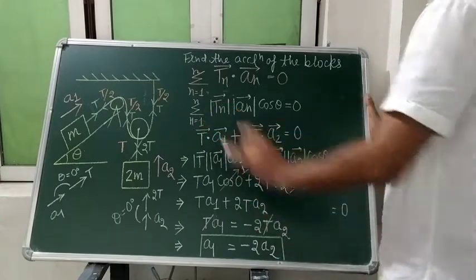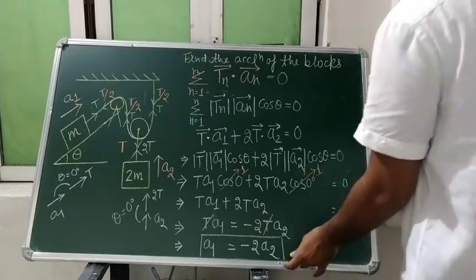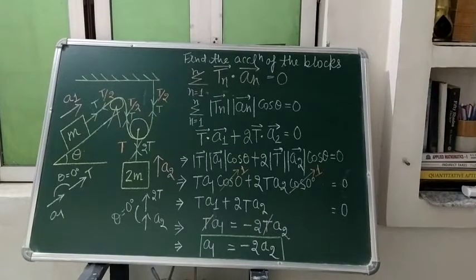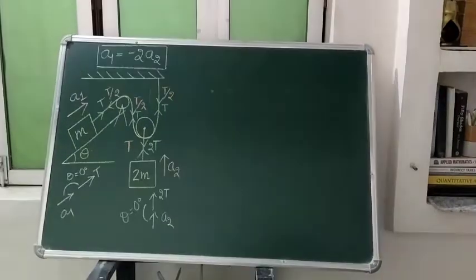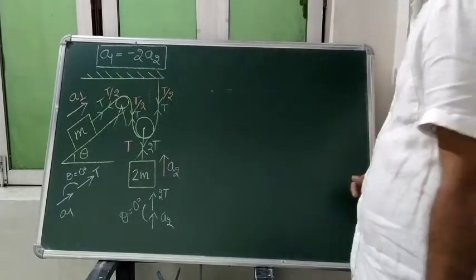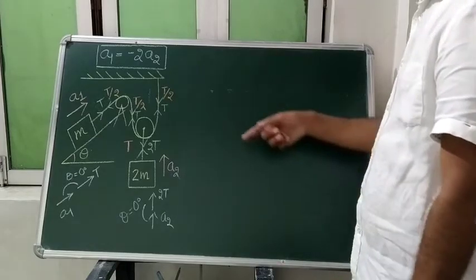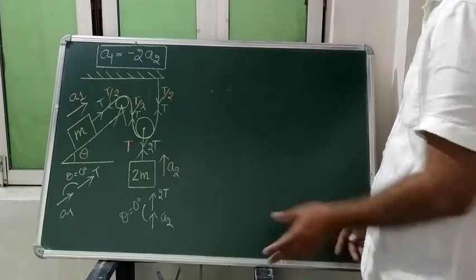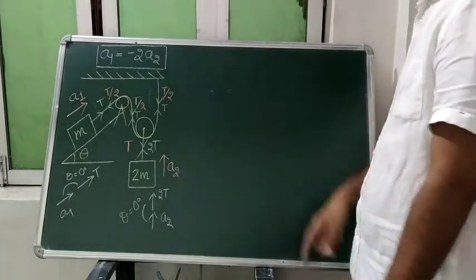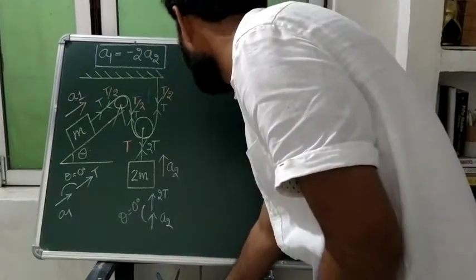But here whatever you have assumed is incorrect, change your assumption. That is the meaning. Okay, you can write up to here. So students, we have come to know the relation between the accelerations of the blocks, that A1 will be minus twice of A2. The negative sign represents that whatever direction of acceleration you have selected, change that. Your assumption is coming out wrong.